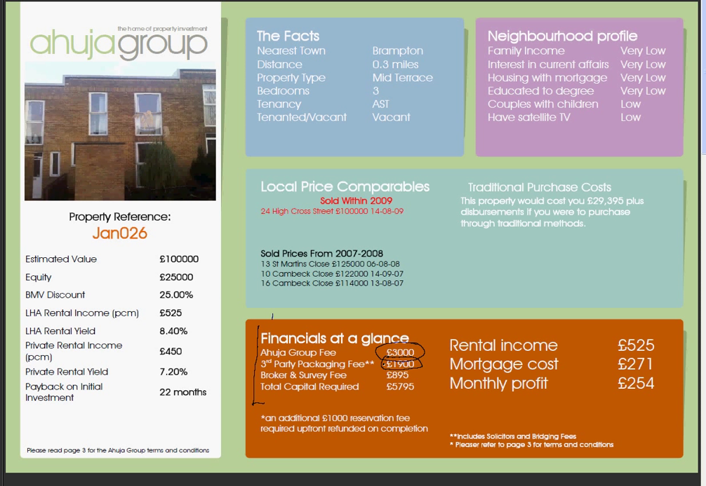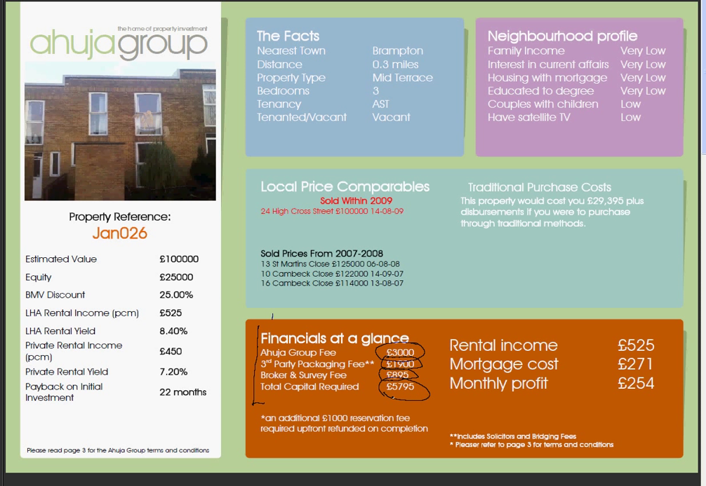Now on this one there is no third party sourcing fee, but sometimes you have to pay a third party sourcing fee, which is an additional cost on top of what you've got there. Then you've got broker and survey fee. So to use a broker, it costs roughly £200 to £300, and then you've got survey fee, and we overestimate, so it's not usually that much, but here we stated 895, and then the total capital required is 5795, but it'll probably be a little bit less than that. But that's what you can expect to put into the deal.